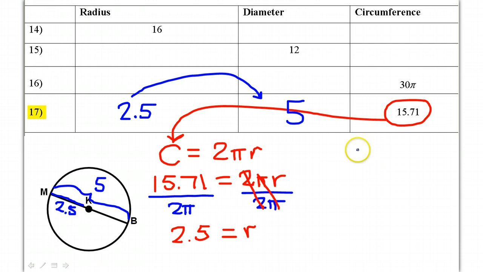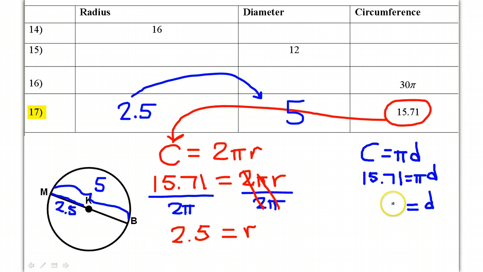If you had started with the circumference equals pi times diameter formula, then you would have had 15.71 equals pi times diameter. If you divided by pi, you would have gotten that the diameter was 5, and then you would have cut that in half to find that the radius was 2.5. Either way, you're going to get the same answer.